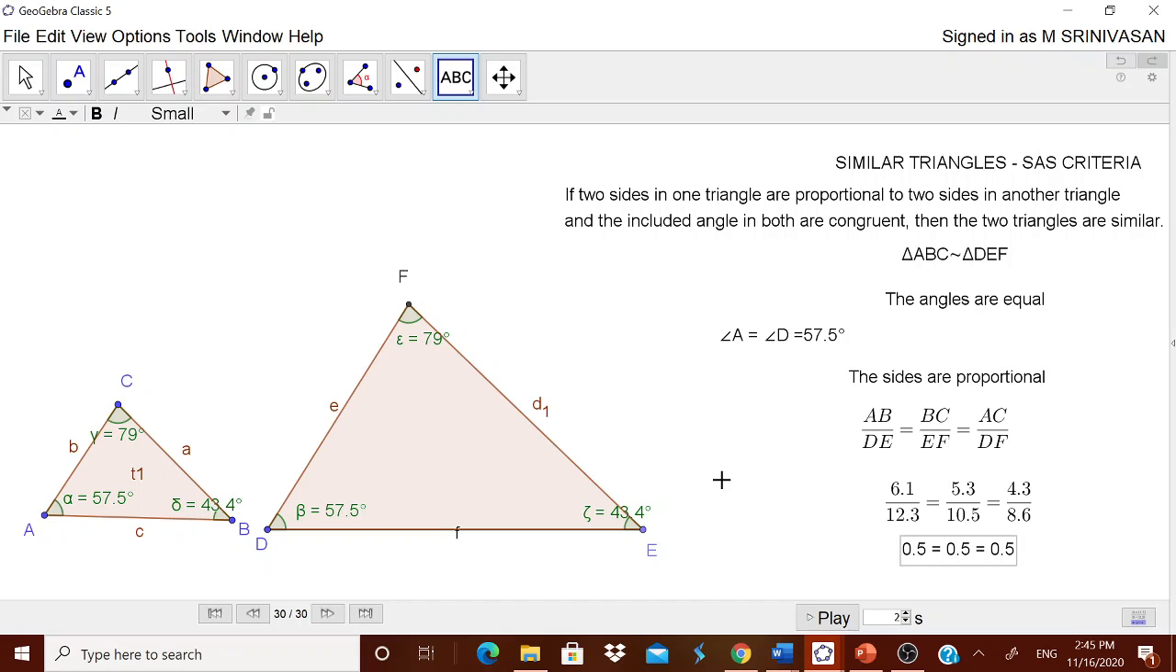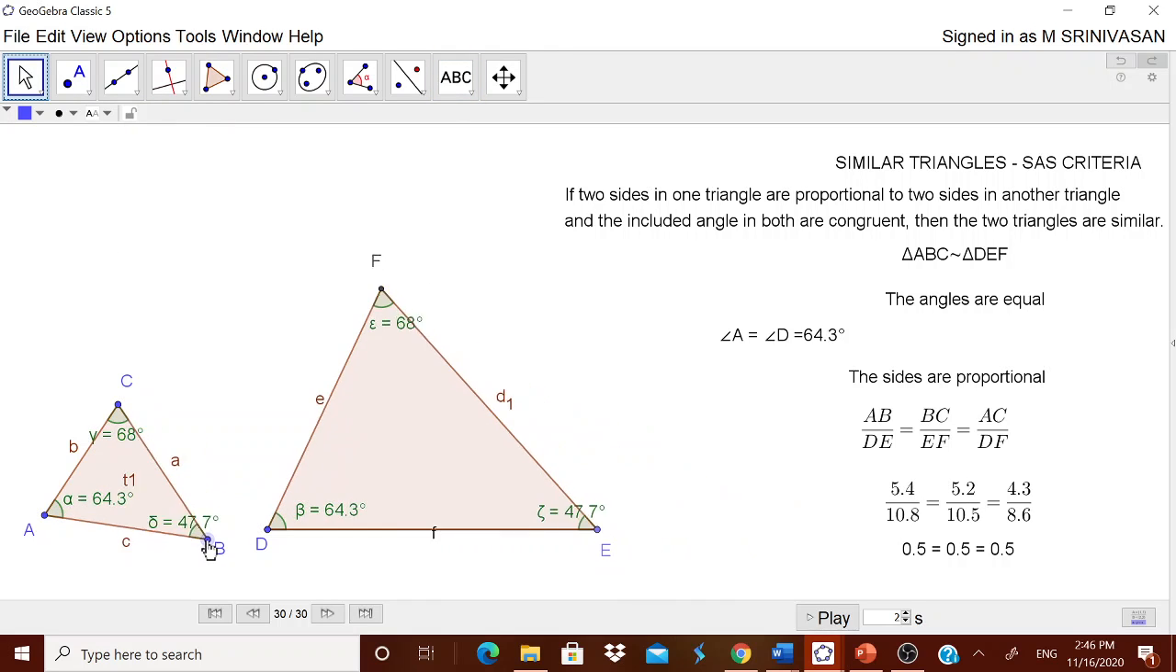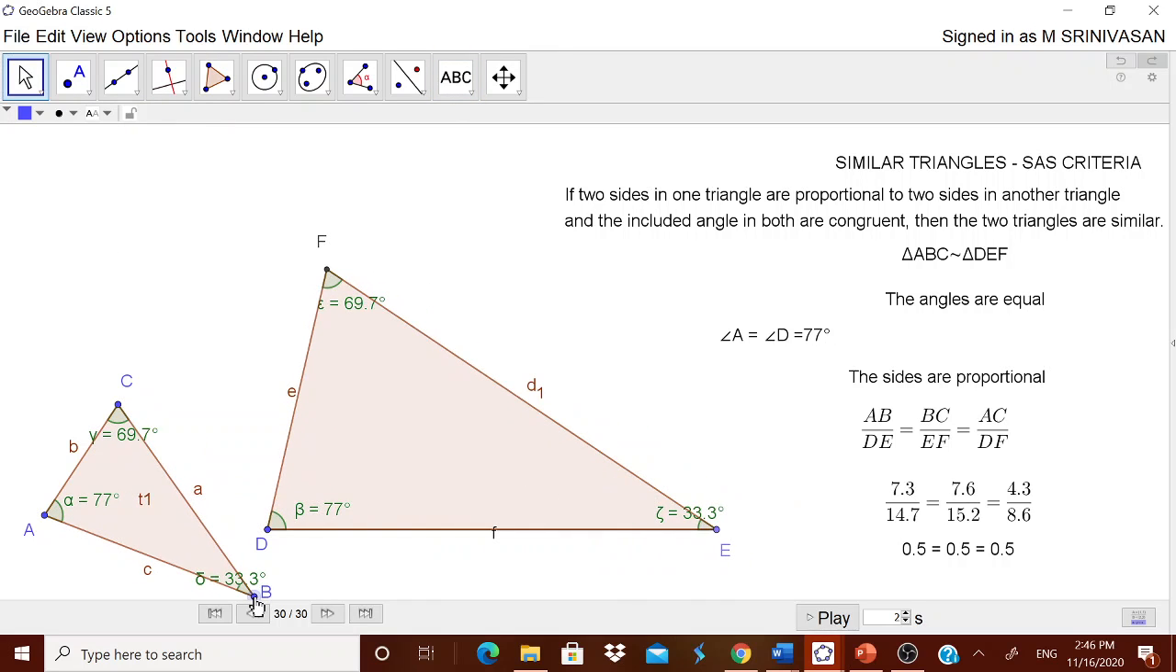The sides are proportional because I have taken C, for example, B and E, the side AC and DF. DF is 2 times. Therefore, you are getting it as 0.5. If you have DE by AB like that, then you will have 2, 2, 2 everywhere. Now you can move it. This only can be moved. You can move it and then tell at any spot. They can spot out that the angles are equal and the sides are proportional.